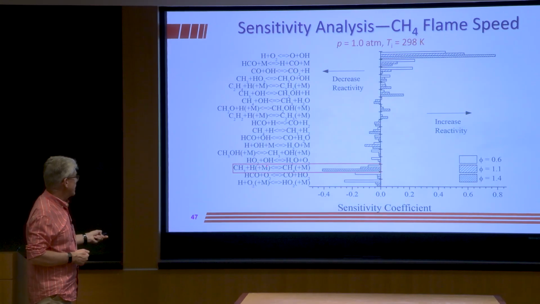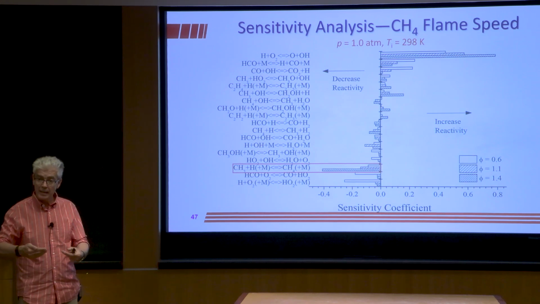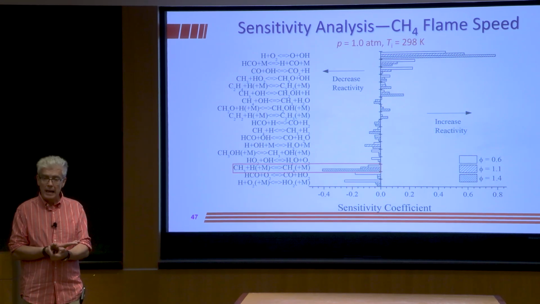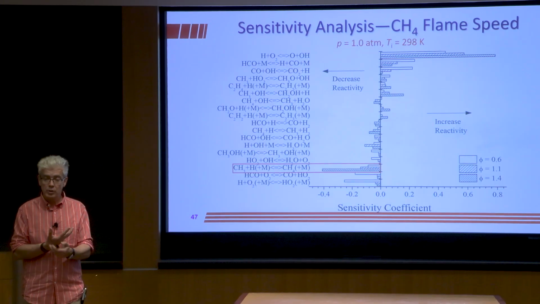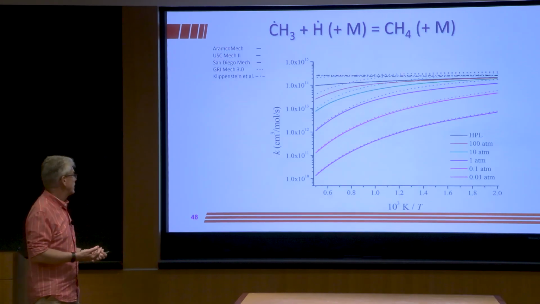And so if we increase the rate constant of this reaction, what that will do is not increase the reactivity, but actually decrease it, because it consumes H atoms and methyl radicals, producing a stable molecule, okay? But particularly H atoms, because that's the important one in the flame, right?